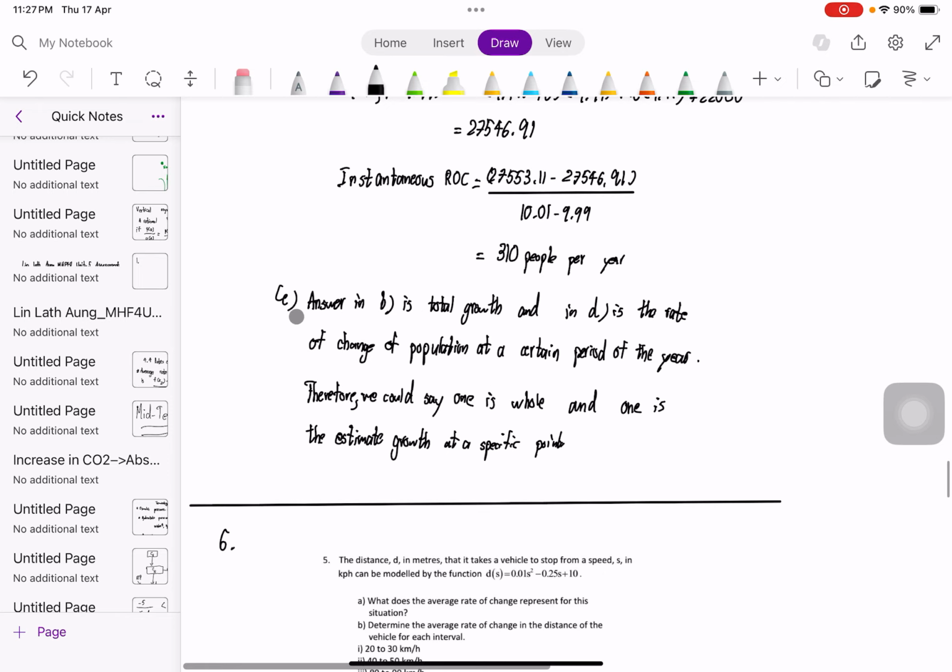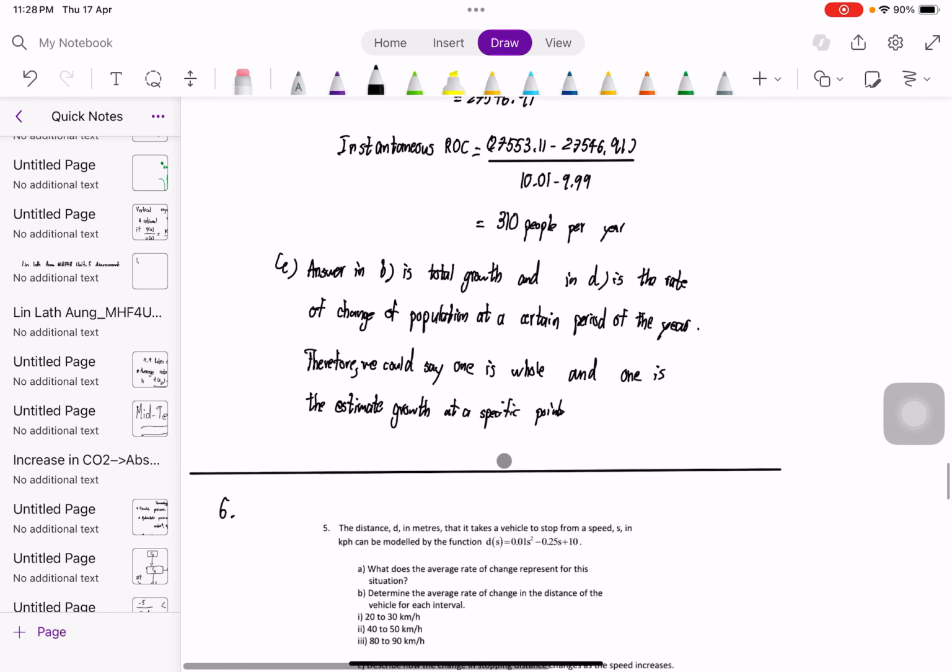The difference between answer B and answer D is that B is the total growth, because we found the average ROC, as I've told you, as the population progresses over 10 years. But D is the instantaneous ROC, so just finding the estimated derivatives at specific points.